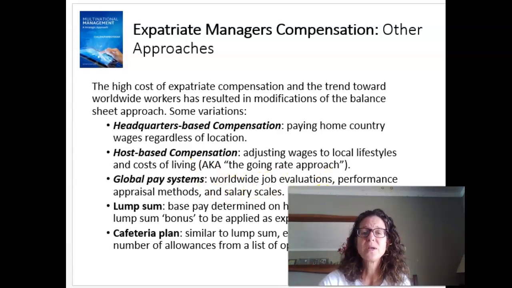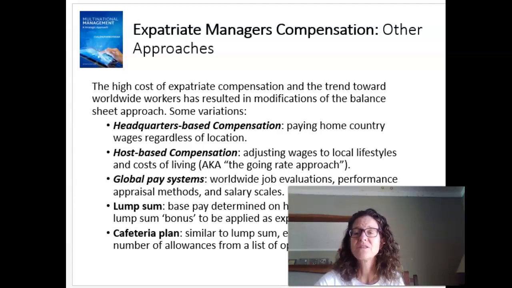Other organizations will have global pay systems, which look to globally integrate the organization and have worldwide job evaluations, performance appraisal methods, and salary scales. And so your pay will be determined according to a global standard rather than a standard rooted in your home country or in the host country in which you are working.